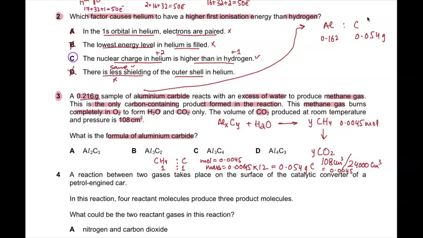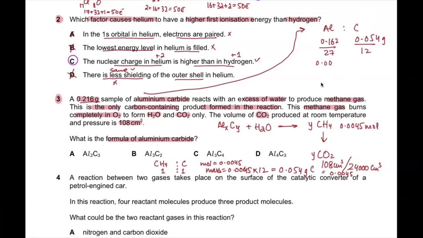Okay. So yeah, here we were. We got the mass of aluminum and carbon, that is 0.162 and 0.054. So it is going to be divided by 27, the Ar of aluminum, and 12, the Ar of carbon. 0.162 divided by 27 is 0.006, and 0.054 divided by 12 is 0.0045.